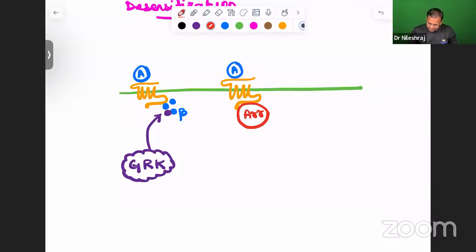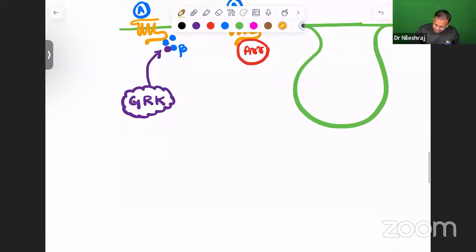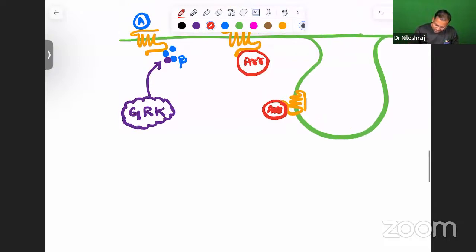So how is this going to happen, guys? From the membrane itself, it is going to be endocytosed. We have the receptor here. Again, we have the arrestin molecule, which is bound. From the membrane, it is going to be endocytosed with the help of clathrin-coated pits. This is called a clathrin-coated pit.